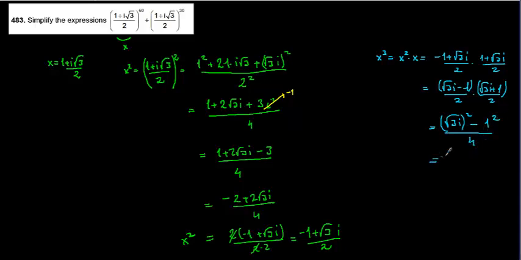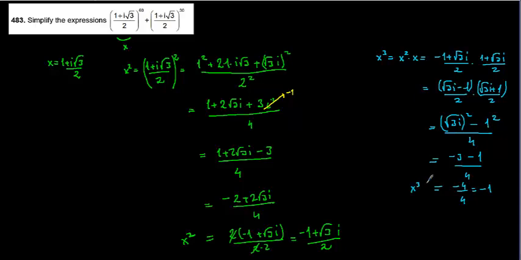I found that (√3 i) squared is equal to minus 3, so directly I'm going to write minus 3 here, then minus 1, over 4. Then it's equal to minus 4 over 4, which is equal to minus 1. So x cubed is equal to minus 1.